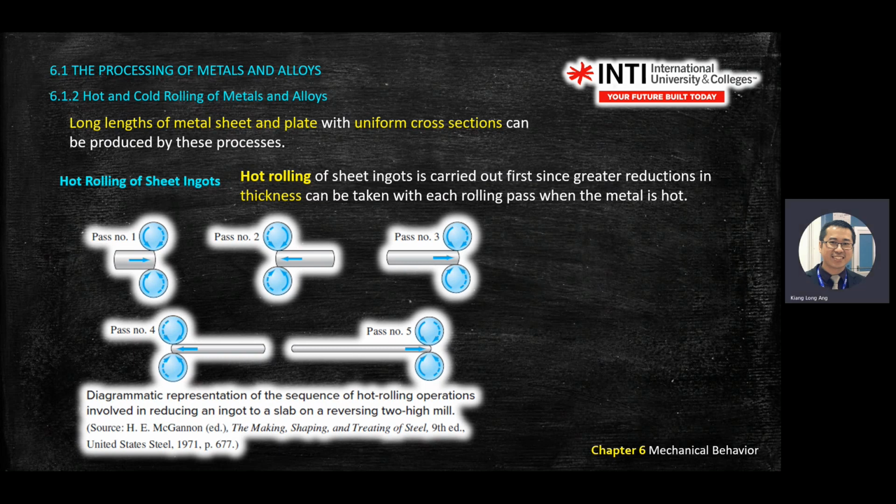The process that you see here is hot rolling. When the metal is hot, it is able to form. It's easier to form.